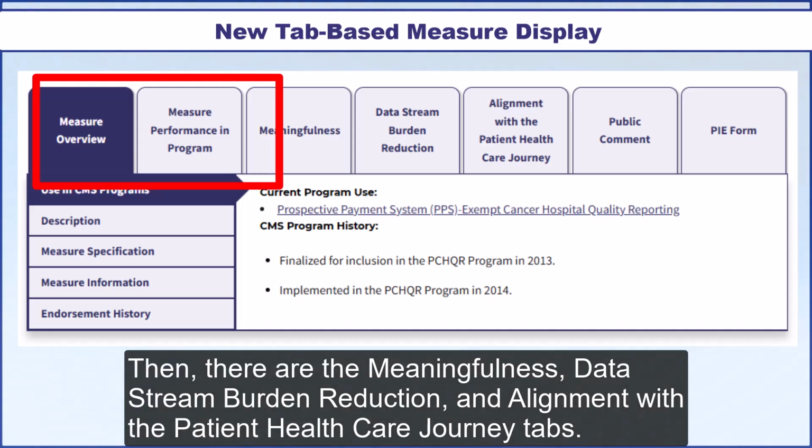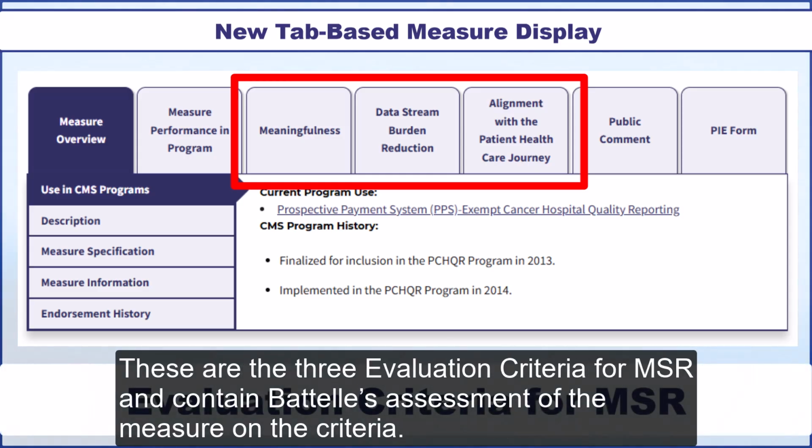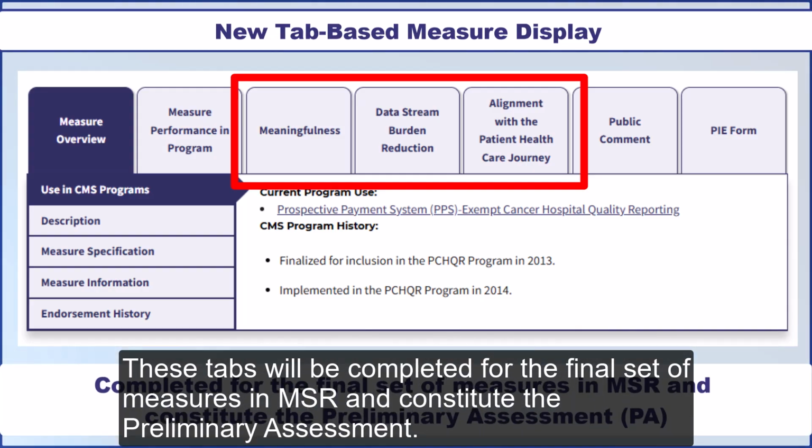Then there are the Meaningfulness, Data Stream Burden Reduction, and Alignment with the Patient Healthcare Journey tabs. These are the three evaluation criteria for MSR and contain Battelle's assessment of the measure on the criteria. These tabs will be completed for the final set of measures in MSR and constitute the preliminary assessment.